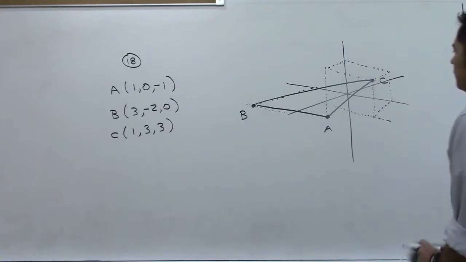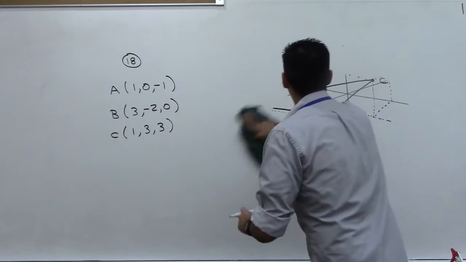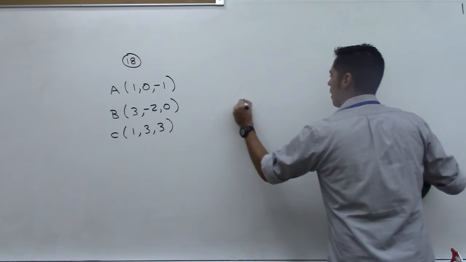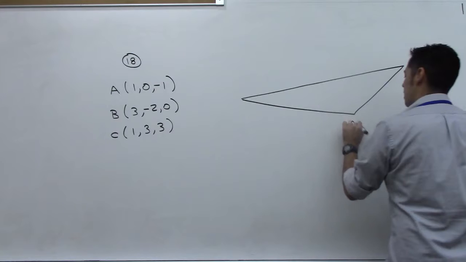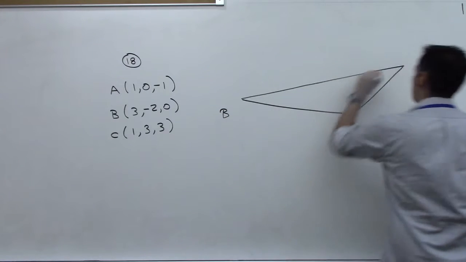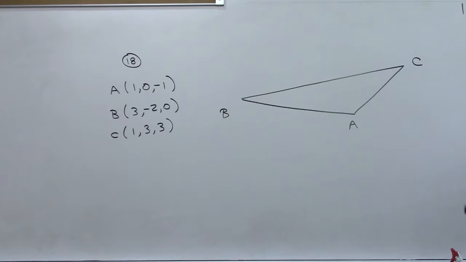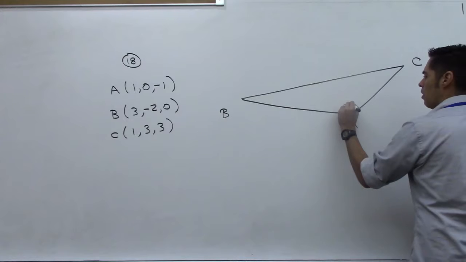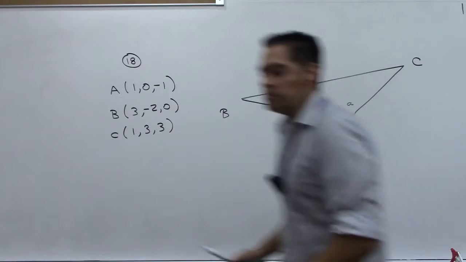So I'm going to erase everything here and just draw my triangle like this. A, B, and C. And what I'm going to do is I'm going to create some vectors. So let's try and get this angle right here first, which we'll call little a. To get little a, we're going to need to get 2 vectors.